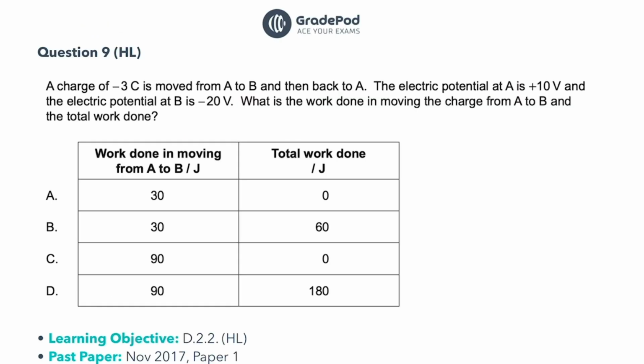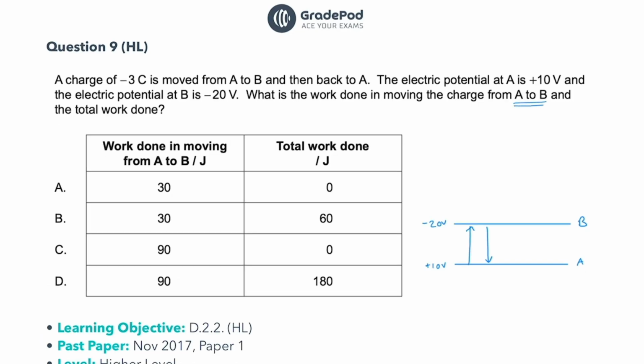Question 9 is higher level. A charge of minus 3 coulombs is moved from A to B and then back to A. Let's move from A to B and then back to A. The electric potential at A is plus 10 volts and the electric potential at B is minus 20 volts. What is the work done in moving the charge from A to B and the total work done?